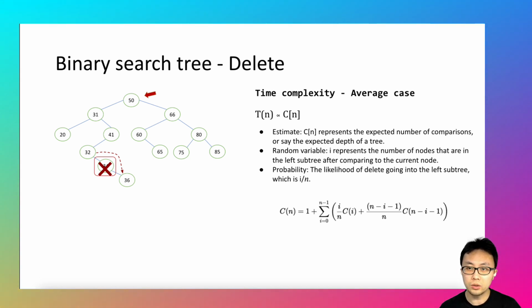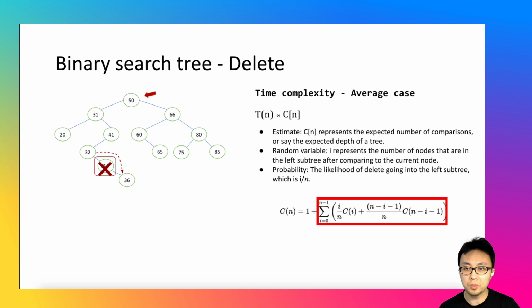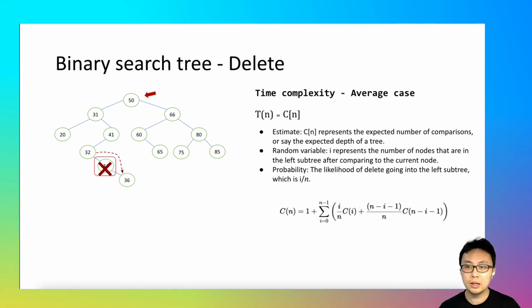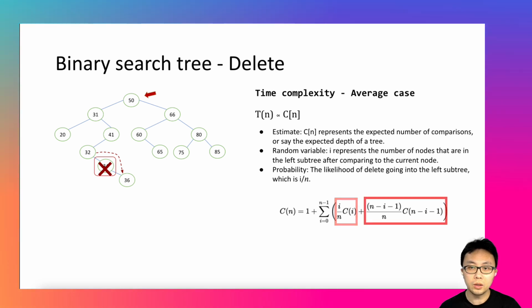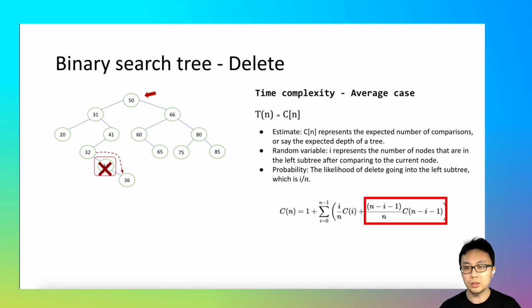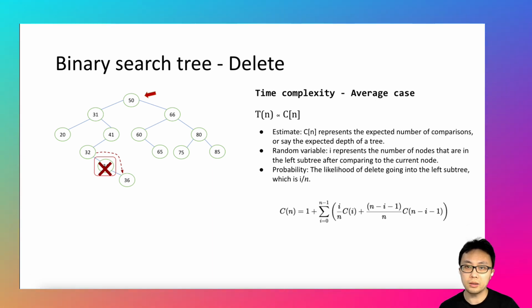On the right side of the equation, 1 is the number of comparisons required at the root level, and the summation is the expected number of comparisons in the next step. 1/n multiplied by C(i) represents the expected number of comparisons when the delete goes into the left subtree, while the other item represents the expected number of comparisons when the delete goes into the right subtree. With the recurrence relation, we can deduce the formula of C(n) independent from the random variable i.